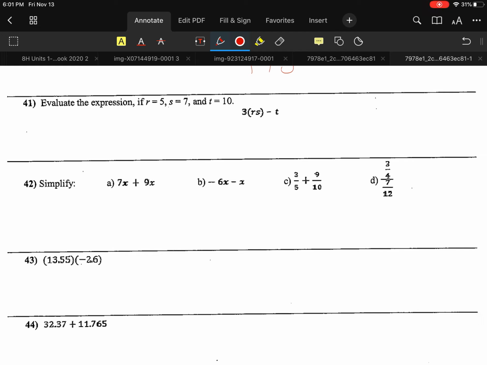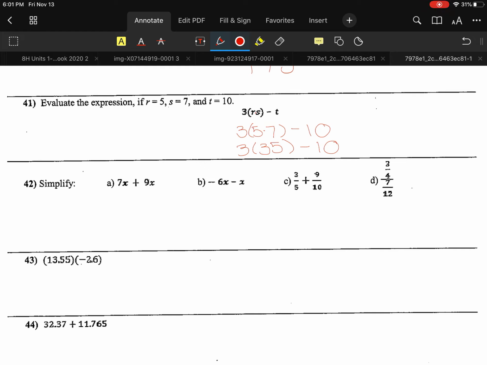Number 41, I'm going to substitute 5 in for R and 7 in for S. That does not make it a 57. It's 3 and then in parentheses R times S, which is now 5 times 7. You could put a dot there between your R and your S, and your 5 and your 7, minus my 10, which is T. 5 times 7, I do what's inside the parentheses first, gives me 35.